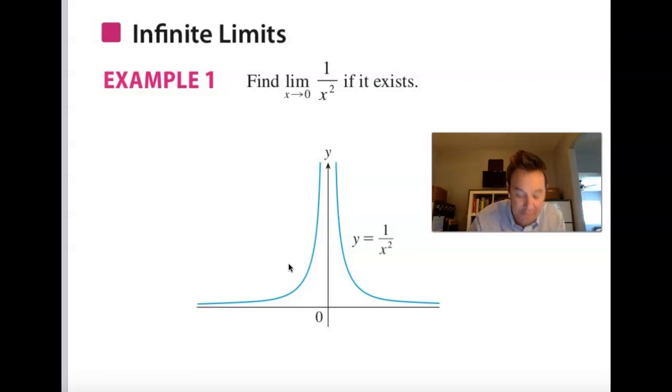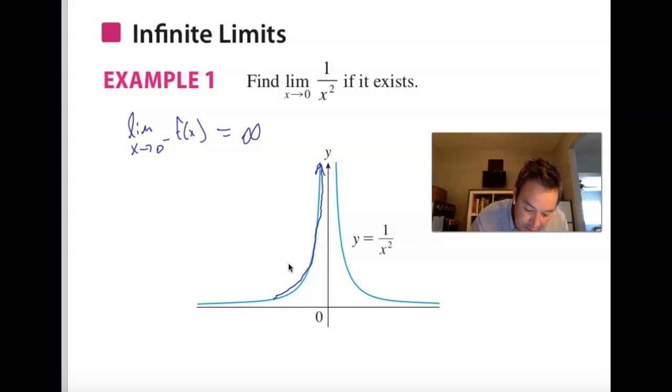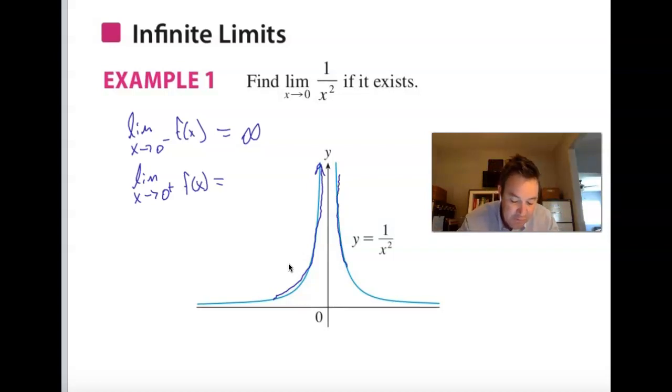We can see that as x approaches 0 from the left, our y values just skyrocket towards positive infinity. And as x approaches 0 from the right, we have the same behavior. Our y values are approaching positive infinity. So even though the left-hand and the right-hand limits don't approach a value, they do have the same behavior in that they are getting infinitely large.